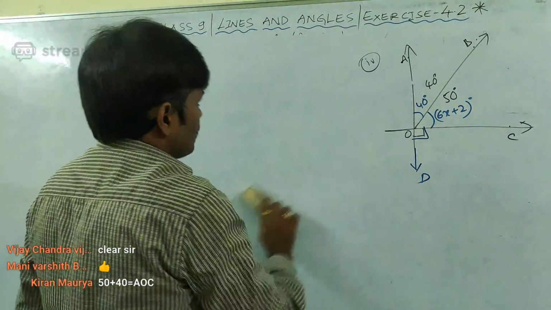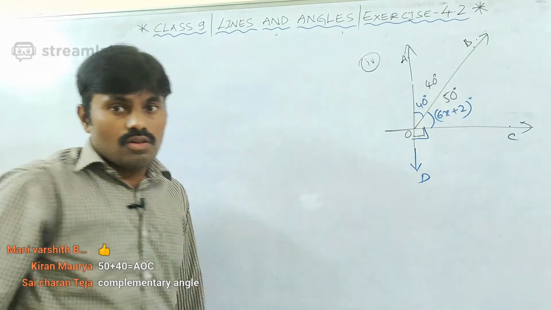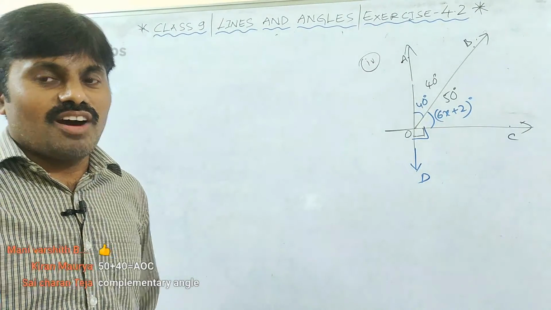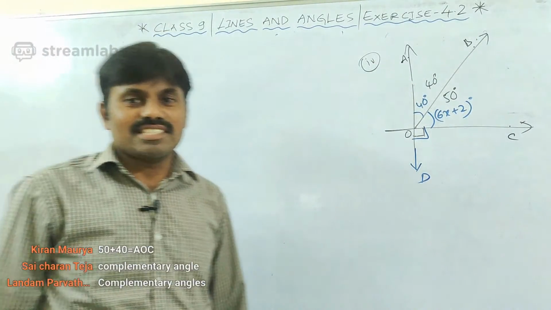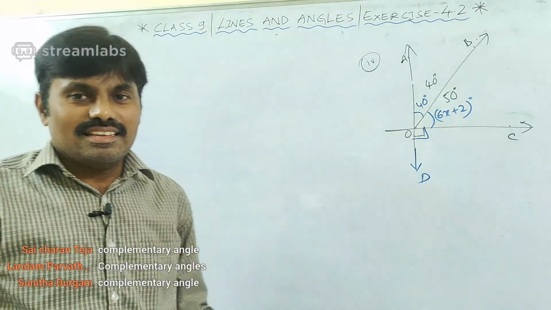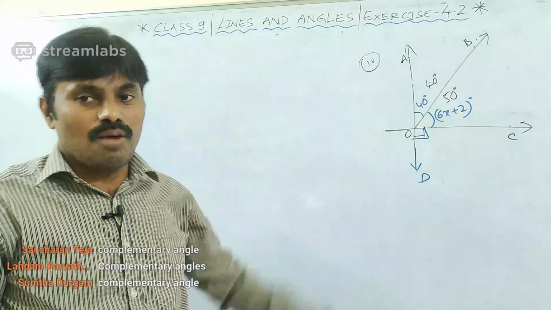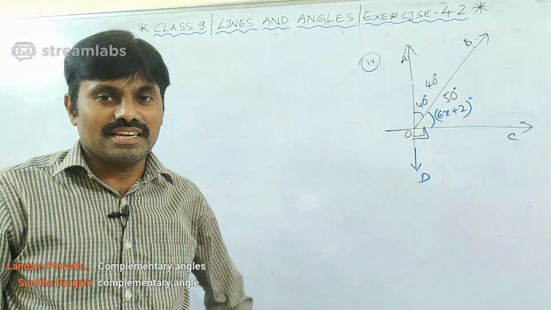There is a special name for such type of angles. Very good. Complementary angles. What do you call such type of angles here? Complementary, because their sum is 90 degrees. Because their sum is 90 degrees, we call such a pair complementary angles. Pair of complementary angles. Okay, clear.